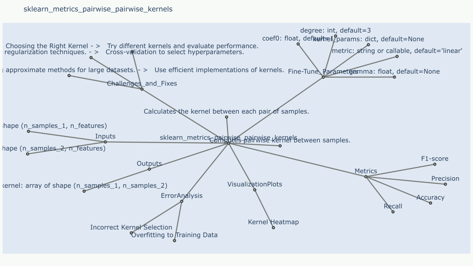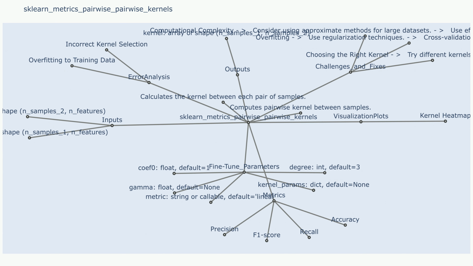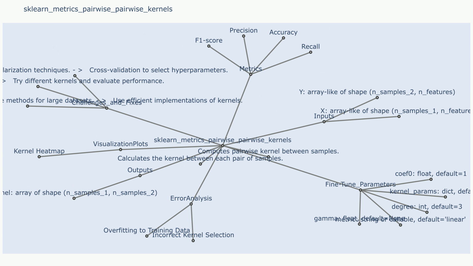Outputs: kernel matrix, a 2D array of shape n_samples_X, n_samples_Y, representing the pairwise kernel values between all samples in X and Y. Steps: the function iterates through each pair of samples from X and Y. For each pair, it applies the specified kernel function, calculating the kernel value based on the features of the samples. The calculated kernel values are stored in a matrix, forming the final output.